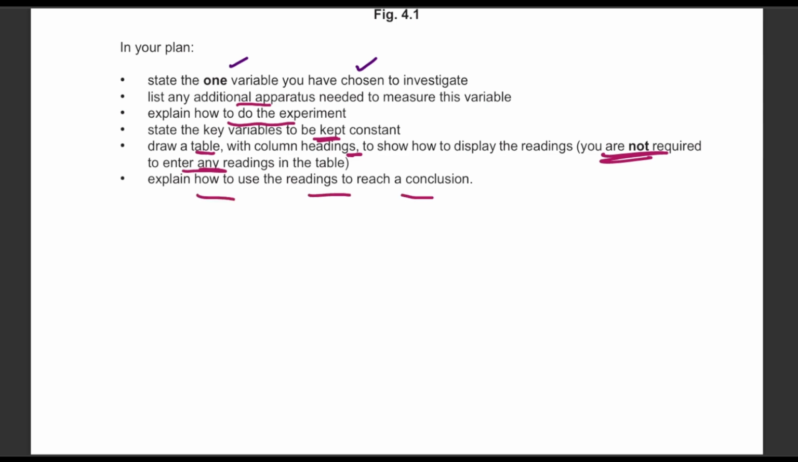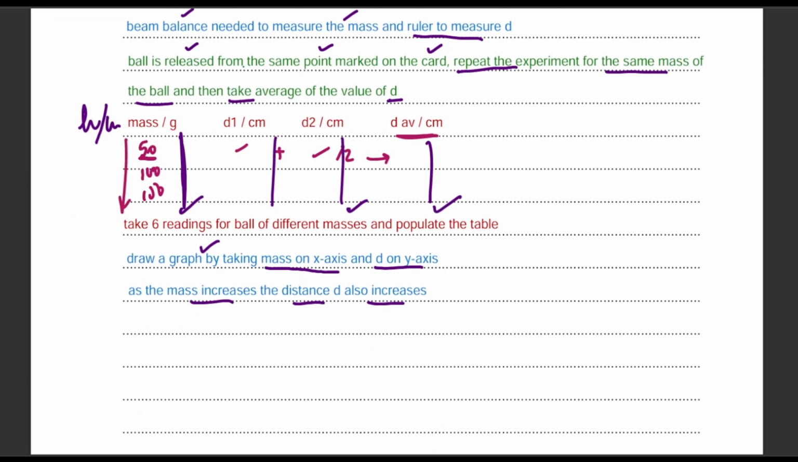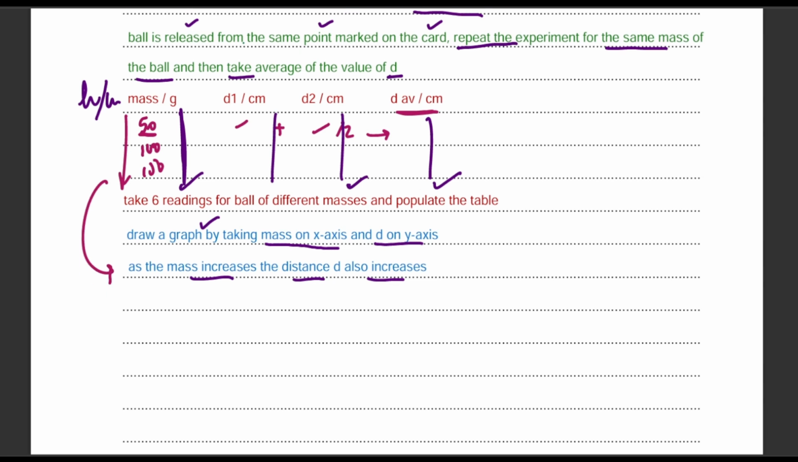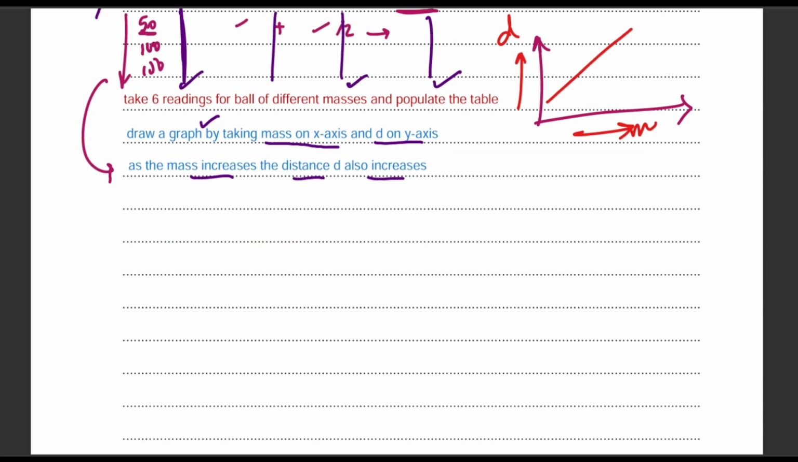And explain how to use the readings to reach a conclusion. We have used the readings to reach this conclusion that as the mass is increasing, or if you're choosing to do it with the graph, you can say that it's a straight line, which means that if mass is increasing, the value of D is also increasing. That's evident from the graph. Okay, and if you choose to show what the graph should look like, then be advised, you only have to mention what the axes would look like. You don't have to add coordinates on the graph or show a trend line. You just show what he needs to fill in. That is all.